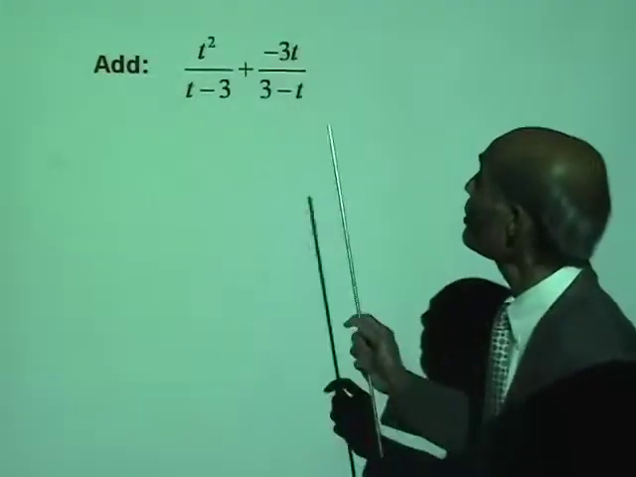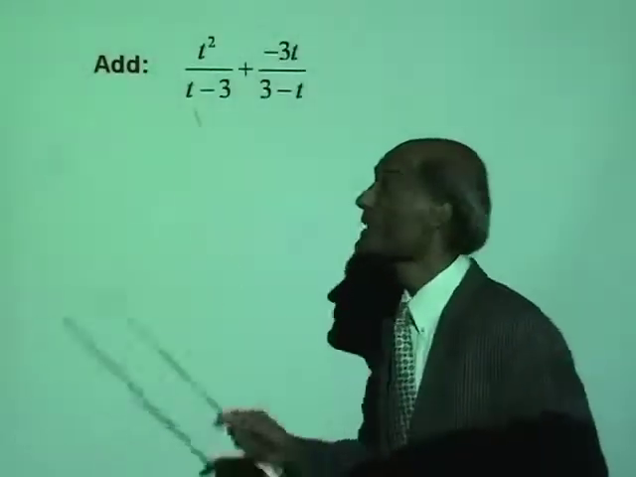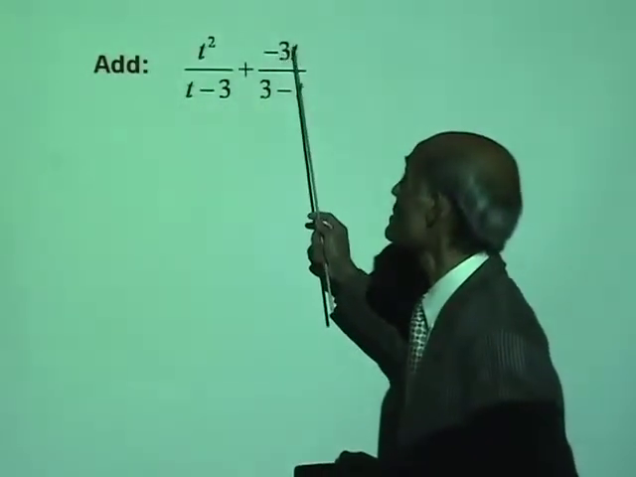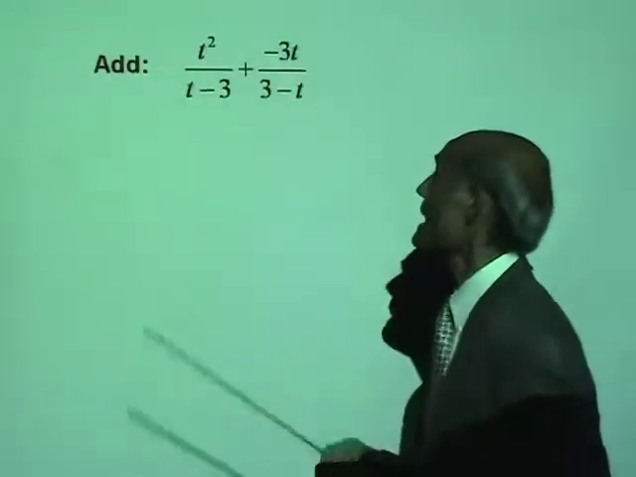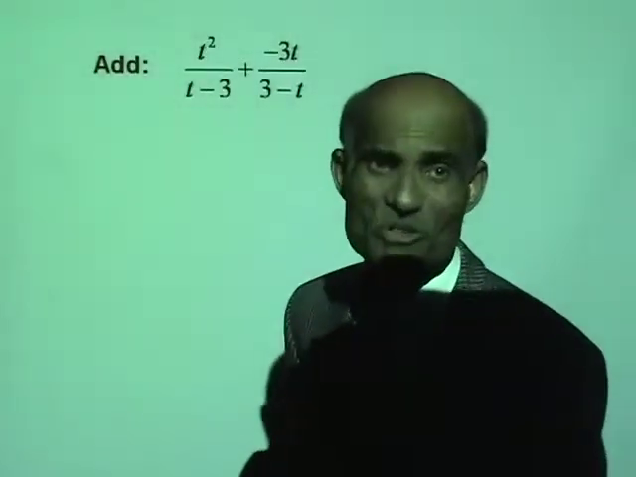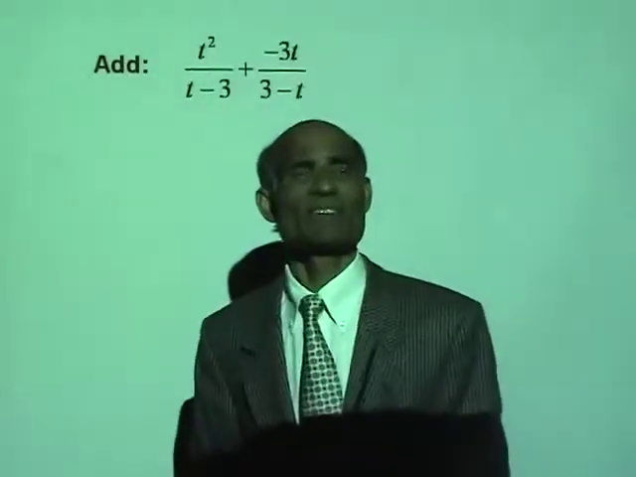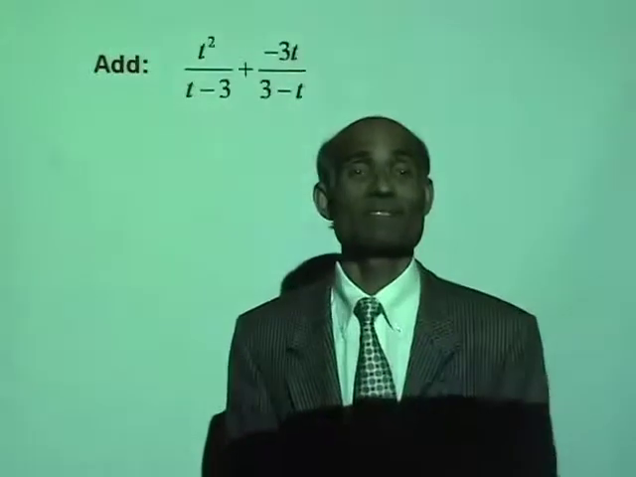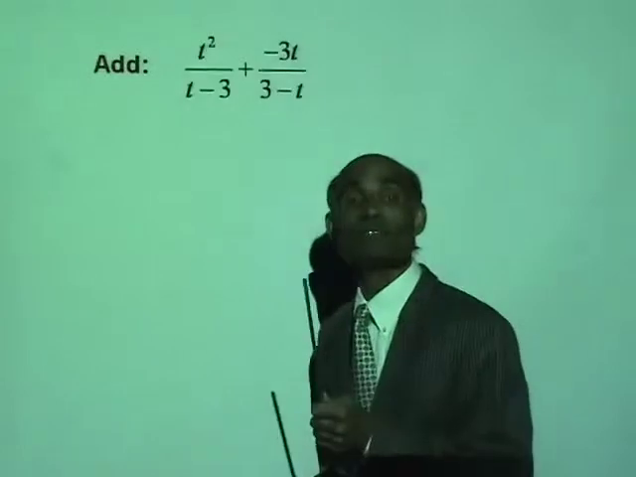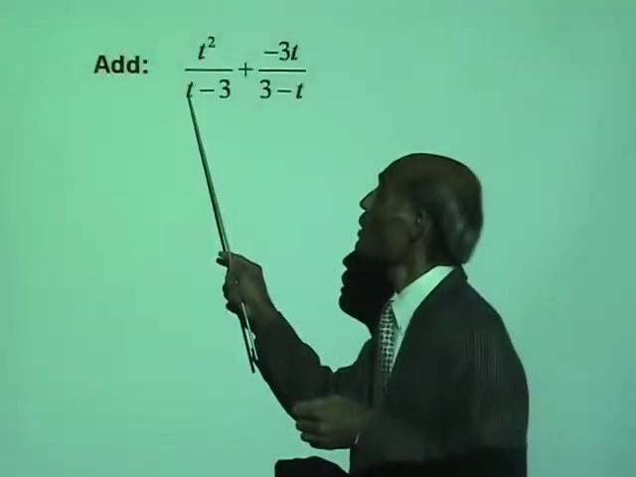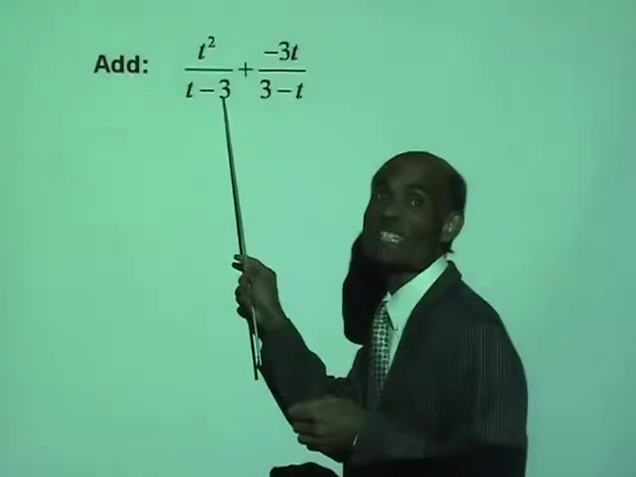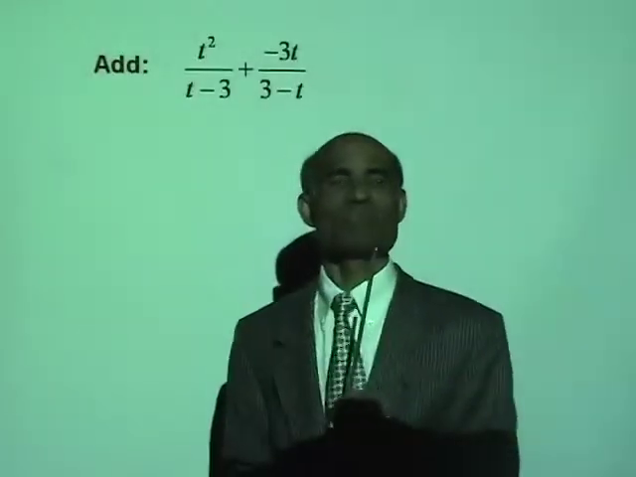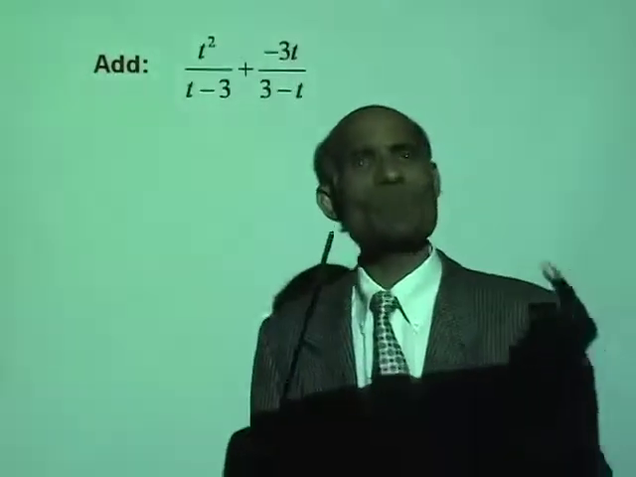Okay, let's now go and do another one. Add t squared over t minus 3 plus negative 3t over 3 minus t. Now, do you notice anything funny in this? Anything interesting? Or anything challenging? Okay. If you don't, look at the first denominator, t minus 3. The second denominator, 3 minus t. Is it possible for you to make both denominators the same?